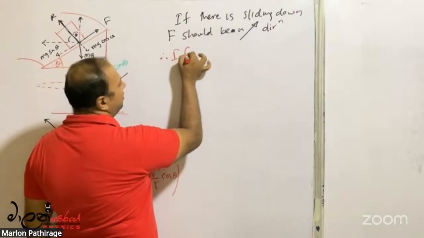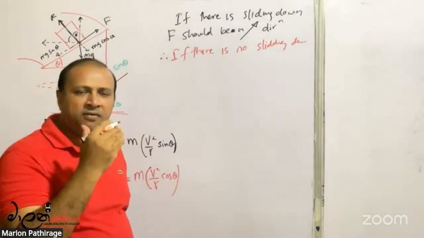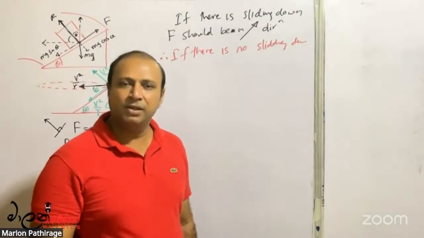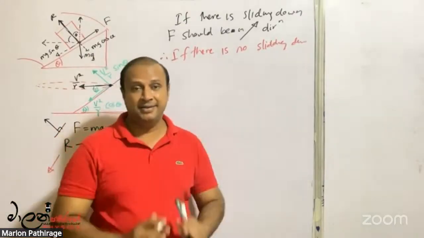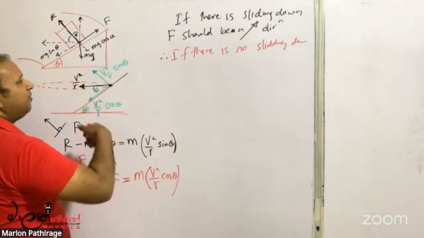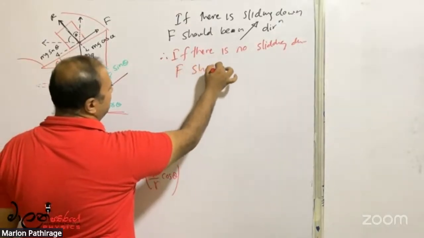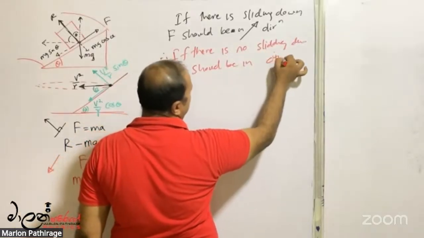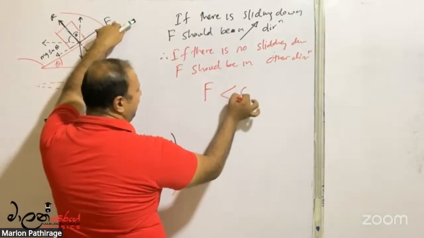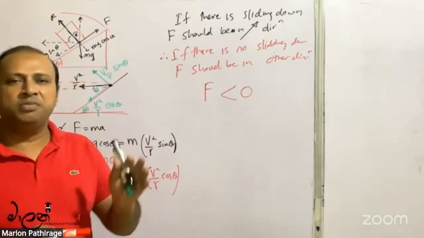Therefore, if there is no sliding down, that means if the vehicle has enough velocity, then it won't be sliding down. So in such cases, velocity is in a higher range, so F should be in the other direction. Definitely F should be negative. Negative means it should be in the other direction. Is that clear? If you got my argument, please raise your hand.